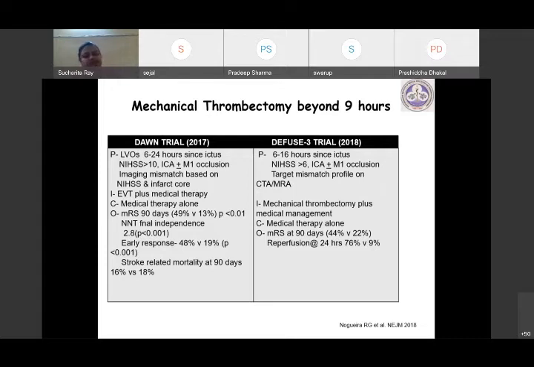So this imaging mismatch, like we talked about the diffusion FLAIR mismatch earlier, I know a lot of it is very difficult, but whatever you can understand. Basically, the core infarct tissue: whenever an infarct occurs, there is a core tissue, and then there is a salvageable tissue.